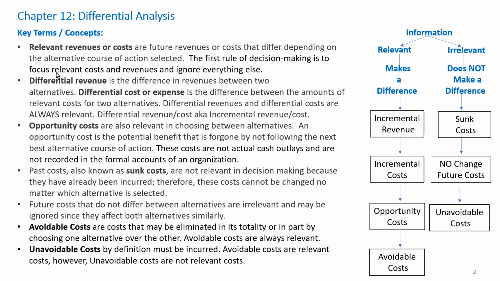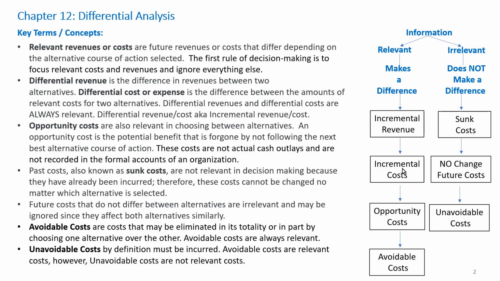Relevant revenues or costs in a given situation are future revenues or costs that differ depending on the alternative course of action selected. Differential revenue is the difference in revenues between two alternatives. Differential cost or expense is the difference between the amounts of relevant costs for two alternatives. Differential revenues and differential costs are always relevant. Differential cost may also be referred to as incremental cost.